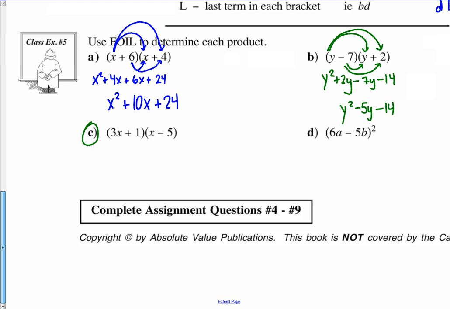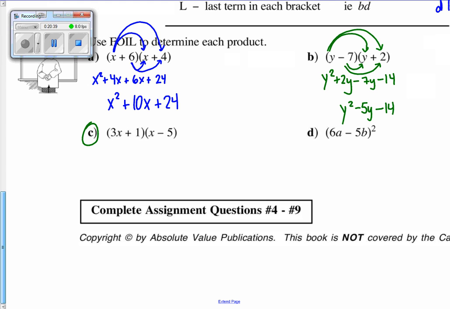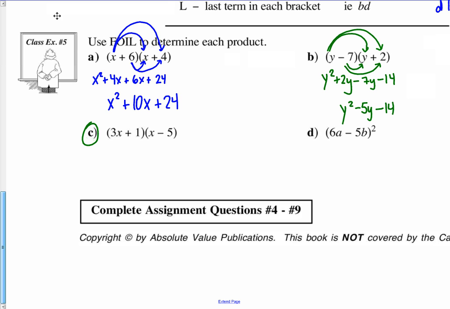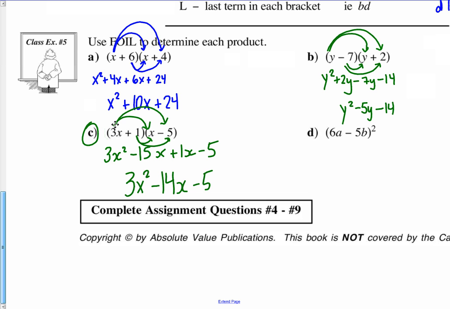Please try C. Okay. 3x. Whoa, I got excited there. 3x times x is 3x squared. Then 3x times negative 5, negative 15x. 1 times x is 1x. And then 1 times negative 5, minus 5. So your final answer, 3x squared minus 14x minus 5. How do we do D?